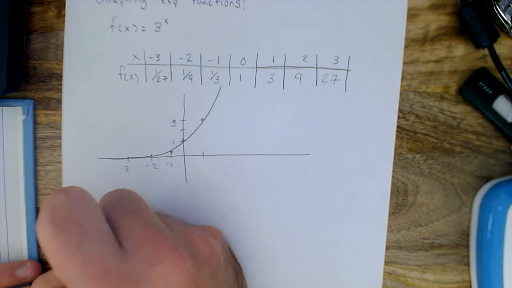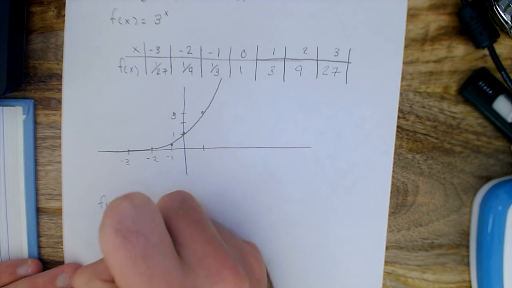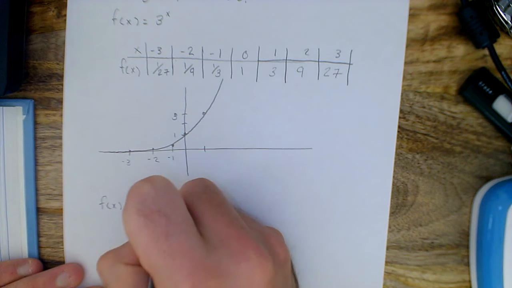Okay, so now let's draw another one. We're going to change up what a is. So we're going to change a to a number less than 1. It's going to be 1/2 to the x power.